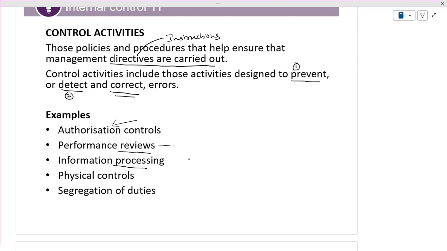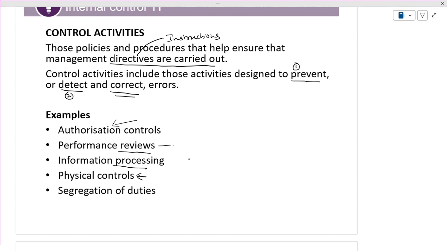Apart from that, you will have physical controls. Physical controls are nothing but controls over the assets when we are moving them from one place to another. Cash comes under physical controls. How are we handling the cash? When you are handling the cash, what measures do you have to take? Somebody will collect the cash, somebody will deposit the cash, somebody will verify the cash. How is the process verified?